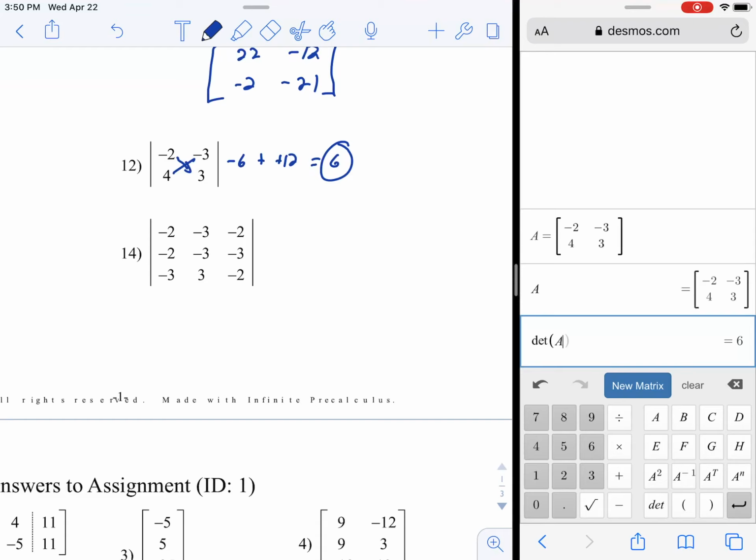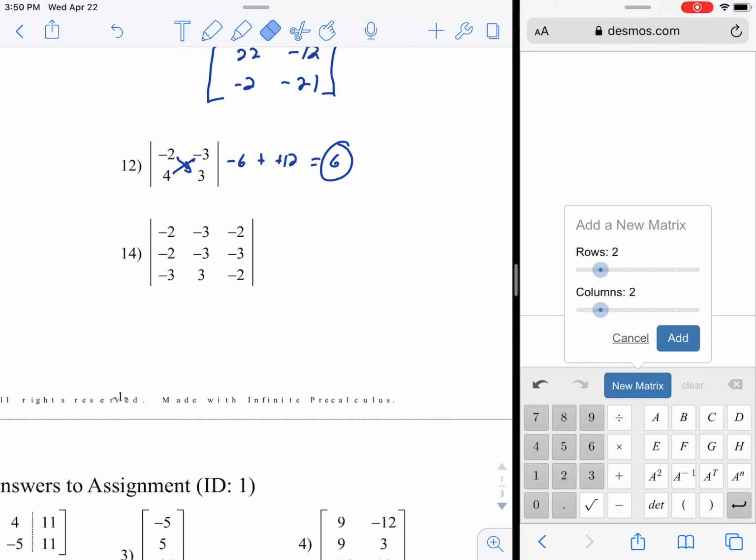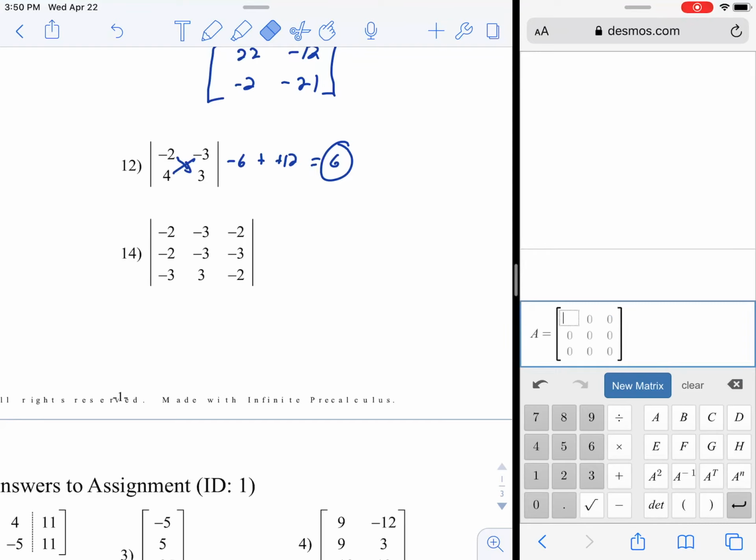Now the number 14, I did show you how to do this one manually. You gotta copy these 2 rows out here and then do 3 diagonals down, 3 diagonals up, and then subtract them. So it can be done, but goodness, let's just do the calculator. New matrix, this one is a 3 by 3. So negative 2, negative 3, negative 2, negative 2.